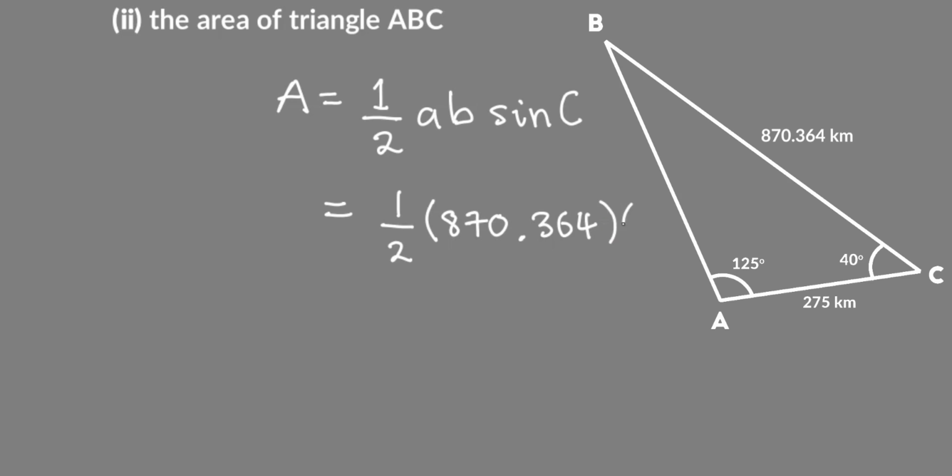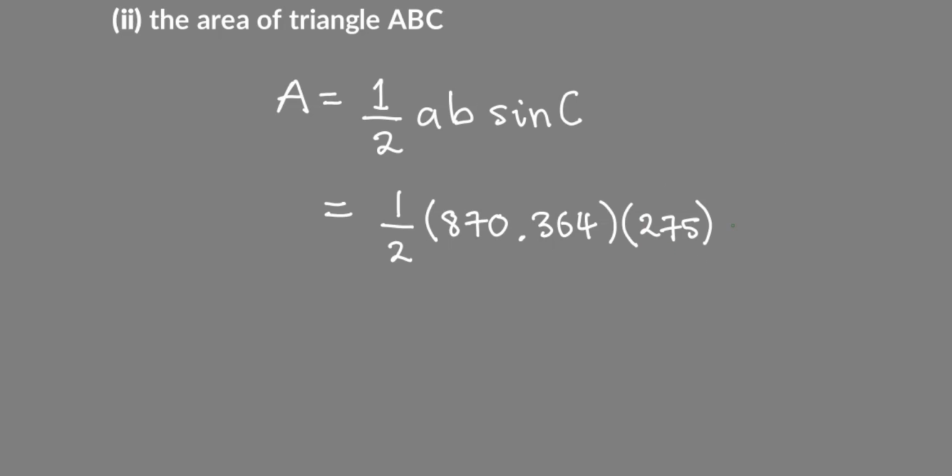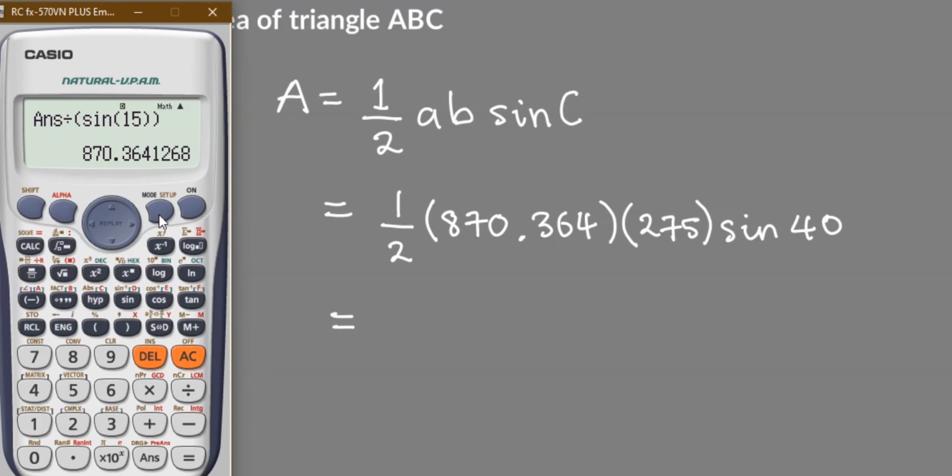Then we've got B. B is 275. And then C, or the angle at C, is 40. Actually, we have our answer on our calculator, so we can just get it as it is, multiply it by 275, and find sine 40, then divide it by 2. This is the area, 76,925.7 square kilometers.